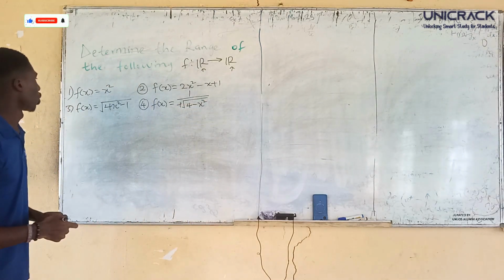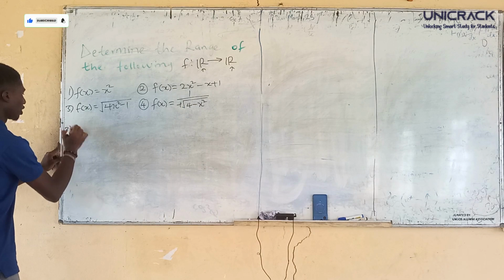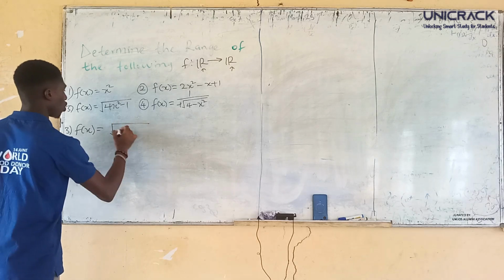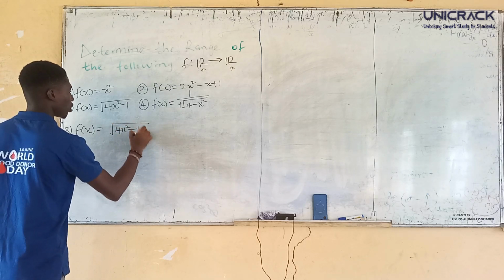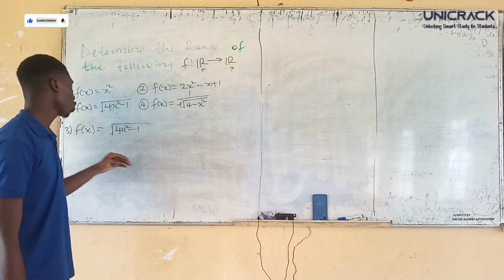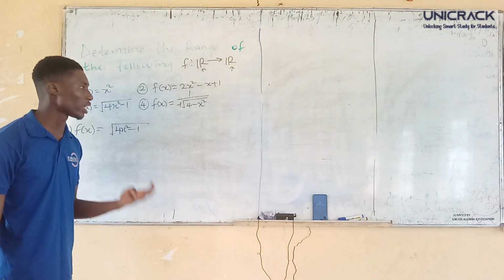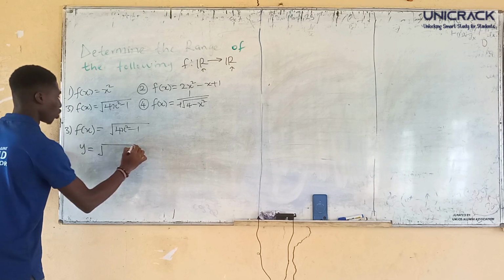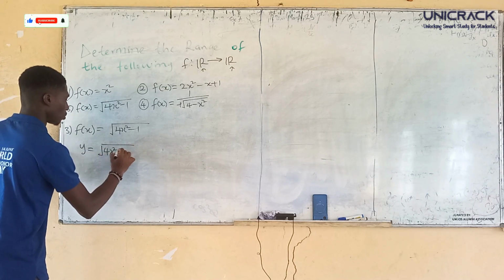To the third question, we have that we should find the range of this, which is equal to the square root of 4x squared minus 1. Now, finding the range of this, we go back to our rule. Rule number 1 says we should make x subject of the formula. Now, we'll say y is equal to the square root of 4x squared minus 1.